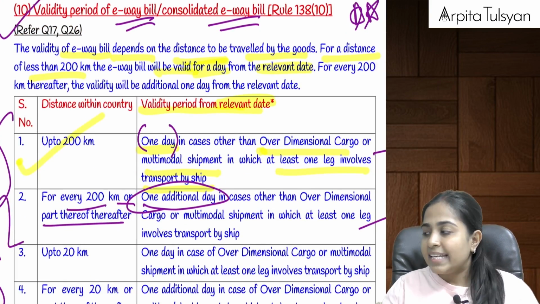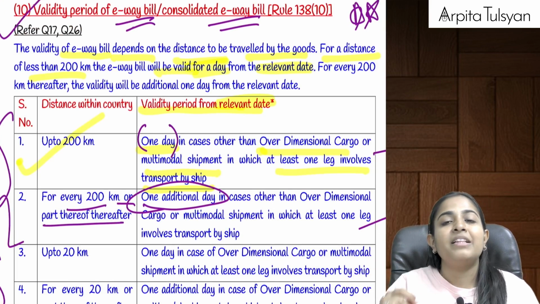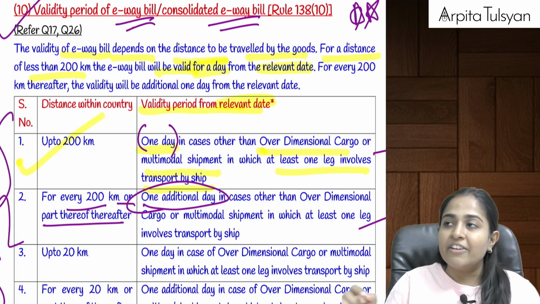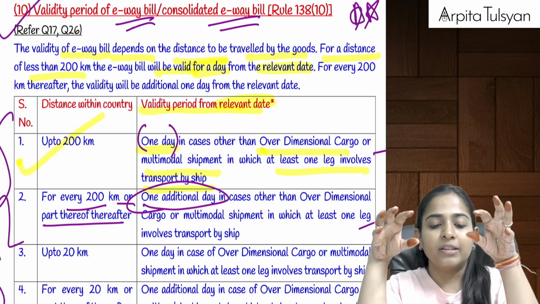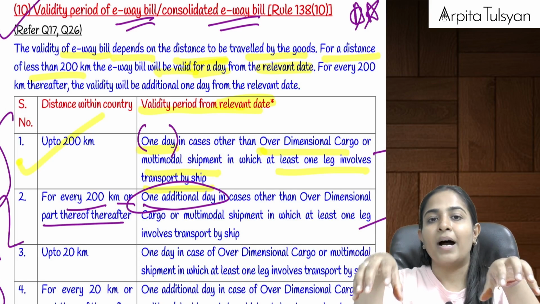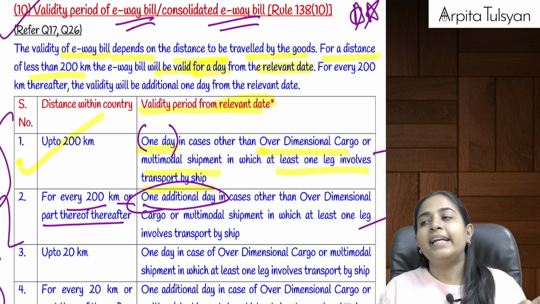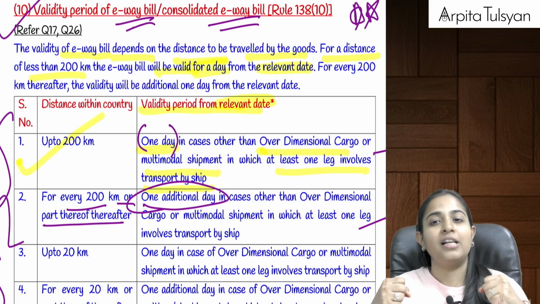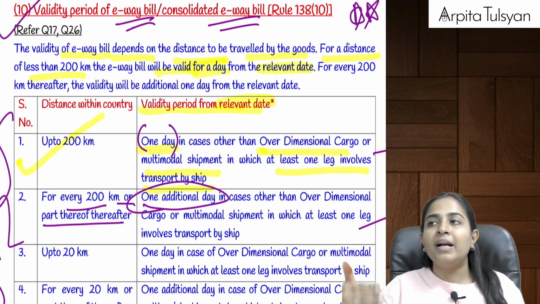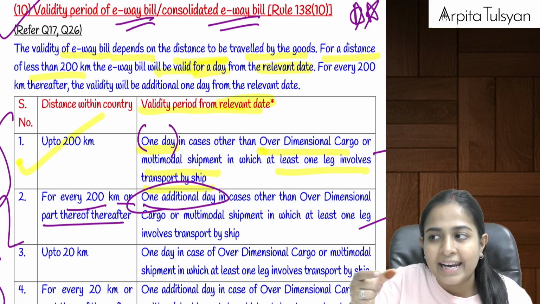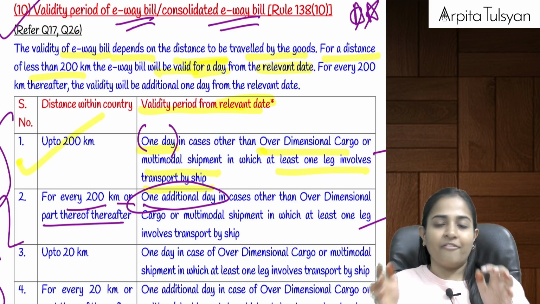Right? Now, once an e-way bill or a consolidated e-way bill is generated, what will be the validity of such an e-way bill? Such an e-way bill will be valid for a period of 1 day. Now, this validity will be divided into two parts. One is in case of normal cargo, and the second is in case of over-dimensional cargo, or multimodal cargo or multimodal transshipment, where at least one leg of the shipment is going to be done by vessel. Again, I'll divide it.